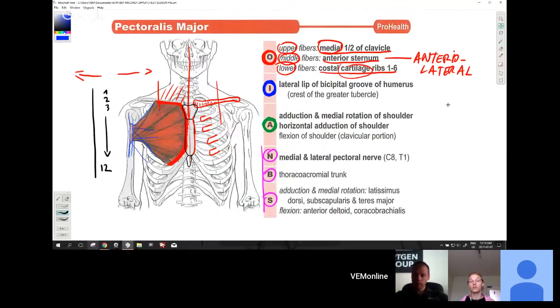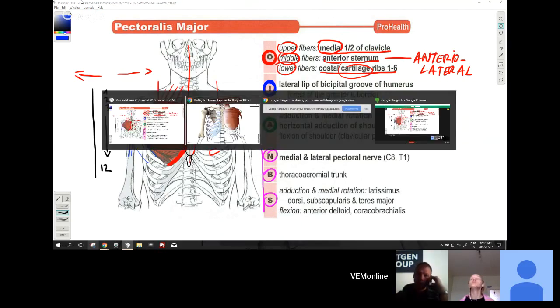Action. So Nikita Vizhniak kind of simplifies this. He just names the most important ones. So that's adduction, medial rotation of the shoulder, horizontal adduction of the shoulder, flexion of the shoulder. There is actually more to it. We can go a little bit more in depth, and let's actually take a look at that. Let's go back to video.